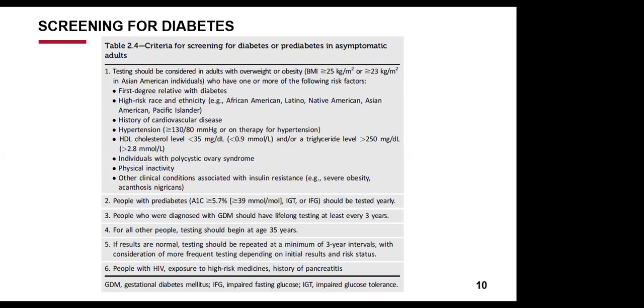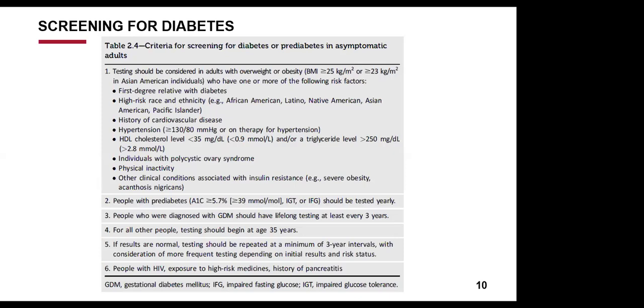relative who had diabetes, if they have a history of cardiovascular disease, if they are hypertensive, if their HDL cholesterol levels are below 35 milligrams per deciliter, or they are physically inactive, all these need to be screened for diabetes.